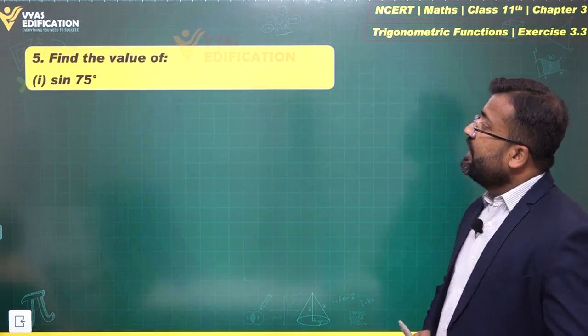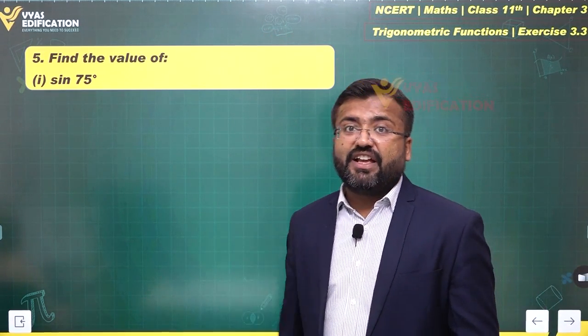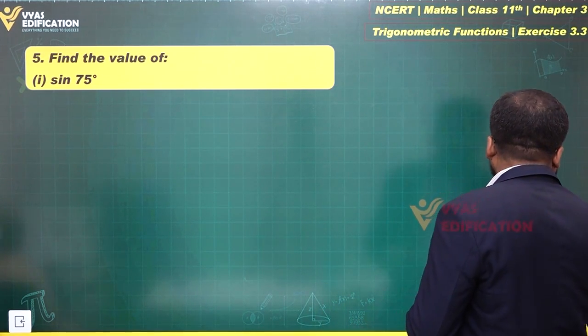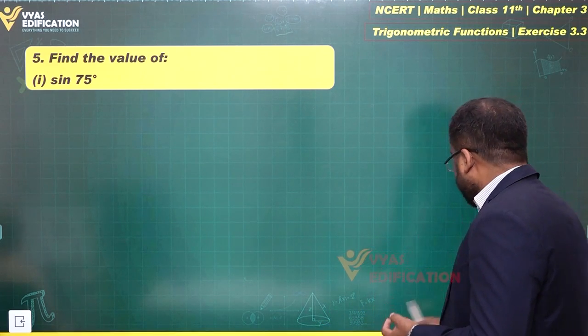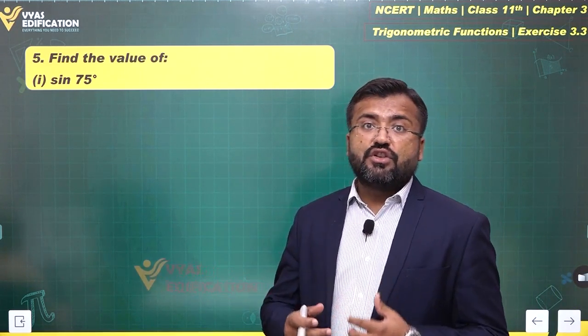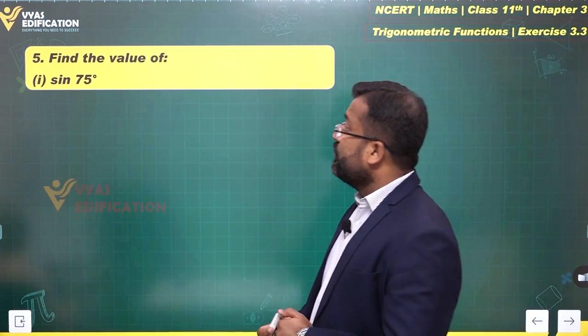Next, let us talk about this question. What does the question say? Find the value of sine 75 degree. Now, how do we go about finding the value of sine 75 degree? 75 degree is not yet a standard angle, but from now onwards, we would also like to remember this value of sine 75 degree after finding it. Now, what does sine 75 degree look like?